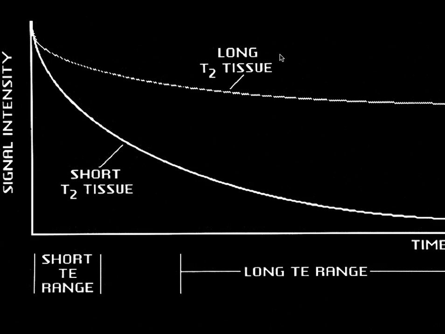It turns out that long T2 tissues tend to have one thing in common. They tend to have a lot of bulk-free water, just a lot of water, because water itself has a very long T2 time. Short T2 tissues would be tissues where the water or the protons are closely associated with large macromolecules or fixed in space.